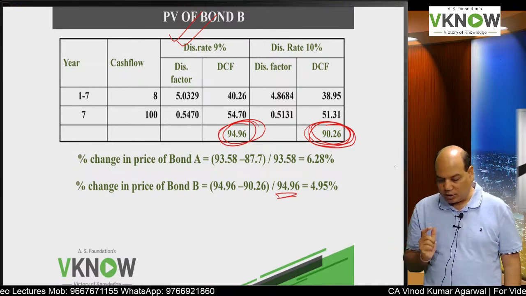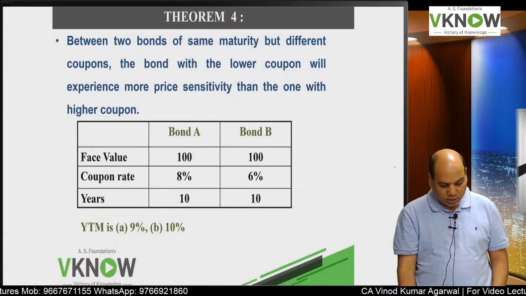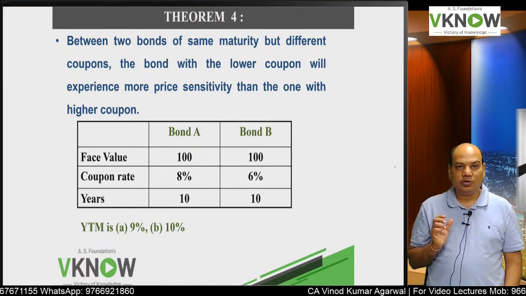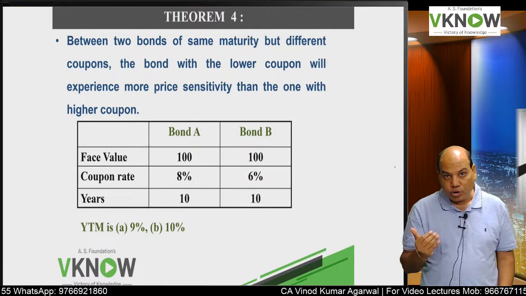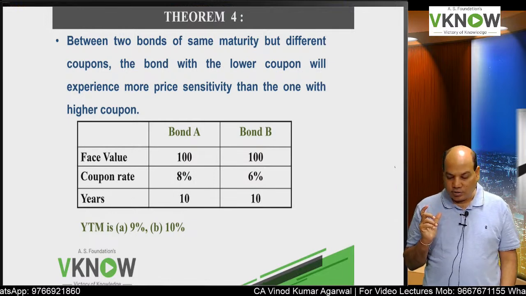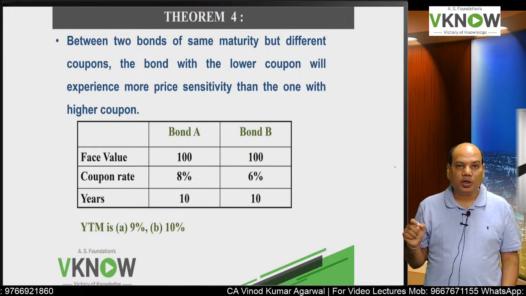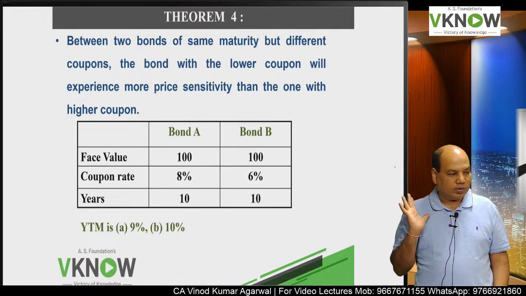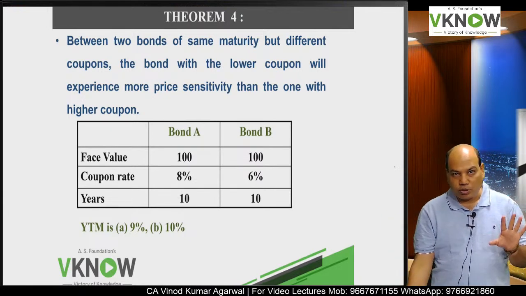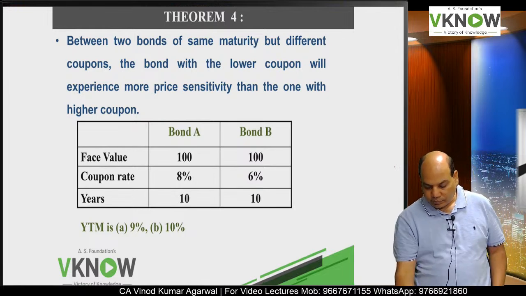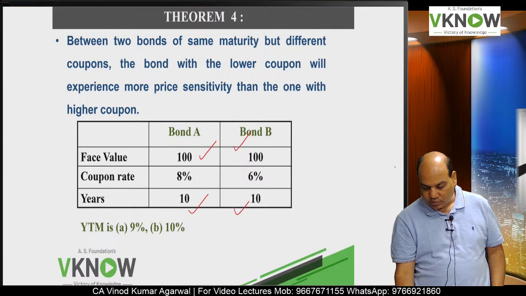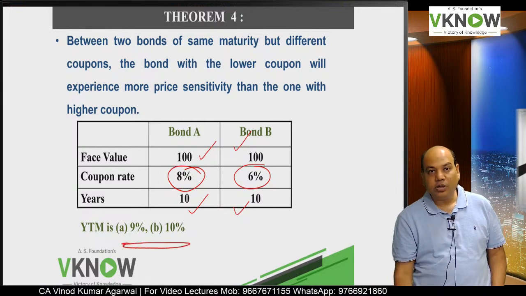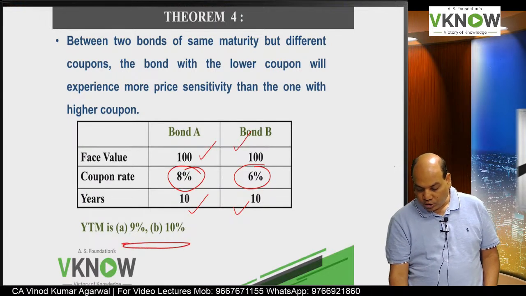And one more theorem I will take, theorem number 4. Between two bonds of the same maturity, but coupon rates are different, the bond with lower coupon will experience more price sensitivity than the one with higher coupon. So what does it mean? Suppose there are two bonds, all features are same, face value same, year same, but coupon rates are different, and YTM changes from 9% to 10%. So bond price will fall.